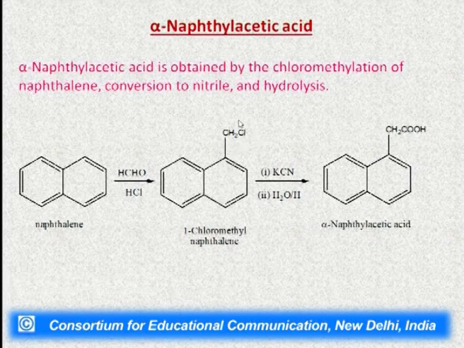Now we have to add one more carbon in this adduct, since we have to make it acetic acid. So for this, first of all, we will do the substitution with the potassium cyanide. We will get here the CH2CN nitrile derivative, which on hydrolysis will give us the acetic acid, and we will get here the alpha naphthyl acetic acid.